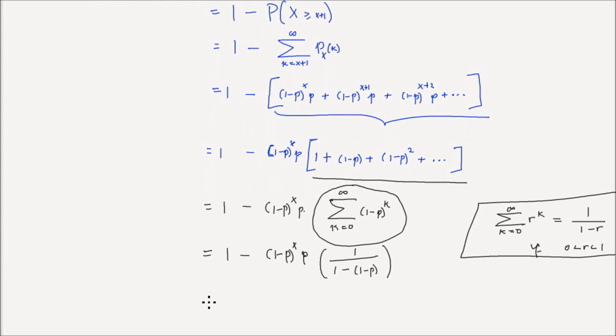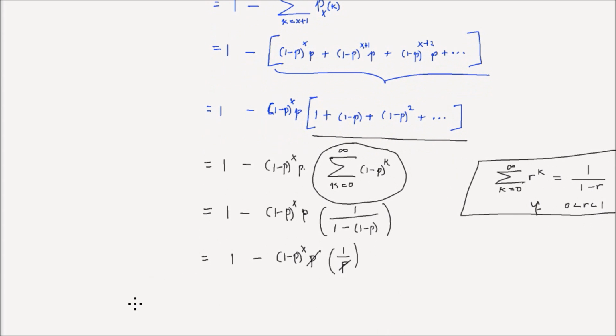And now we are almost done. This is 1 minus 1 minus p to the power of x times p. Now this denominator here simplifies. 1 minus 1 plus p is p, so I have 1 over p there. p cancels out with p. Therefore, I have my CDF. The CDF of a geometric random variable, F of x, is equal to 1 minus 1 minus p to the power of x, for x equals 1, 2, 3, and so on.